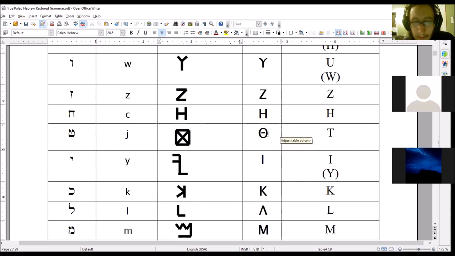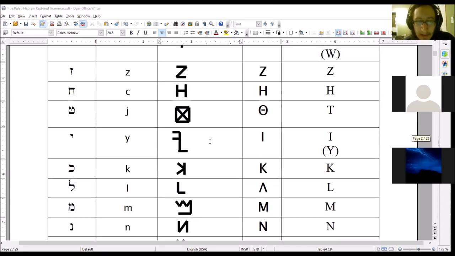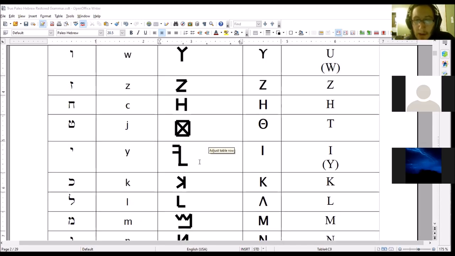Now the next letter is Tet, and there was like an X in the middle with a circle or a box around it. And like I mentioned earlier, we don't have an English letter that corresponds with that one currently, but in older English, we have the letter Thorn. Next, we have the checkbox, exactly.